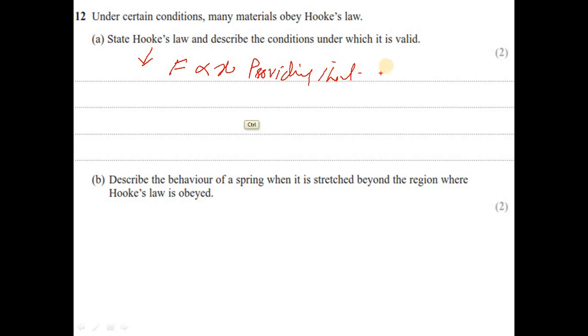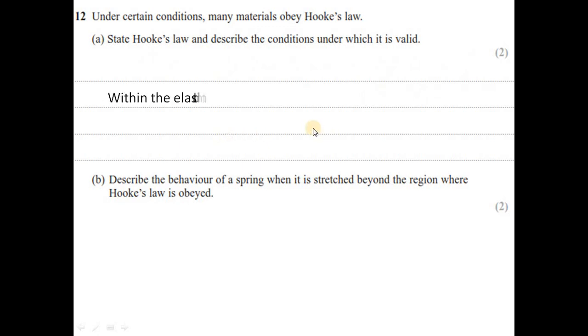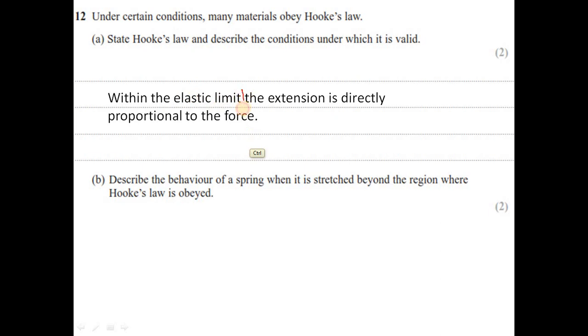the elastic limit does not cross. So you can say that within the elastic limit, the extension is directly proportional to the force. Basically, you can say that the elastic restoring force is directly proportional to extension, or extension is directly proportional to the deforming force. Both statements are correct. This is the condition, within the elastic limit, and this is the relation between force and the extension.